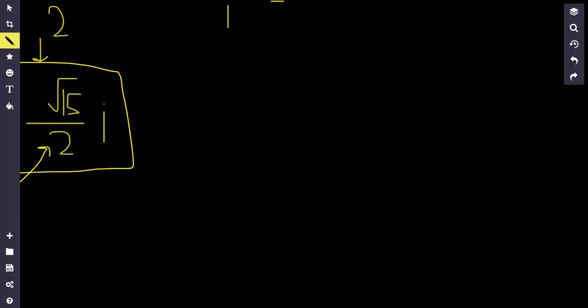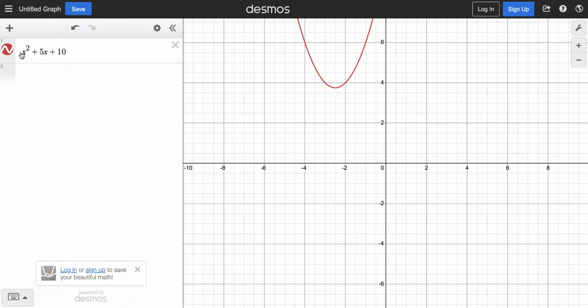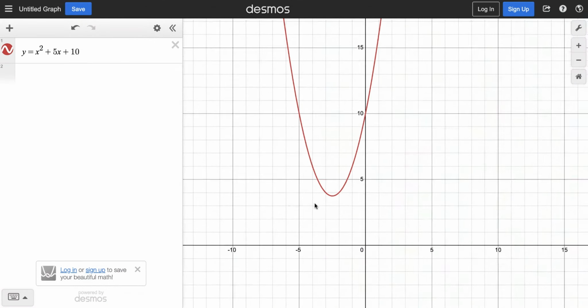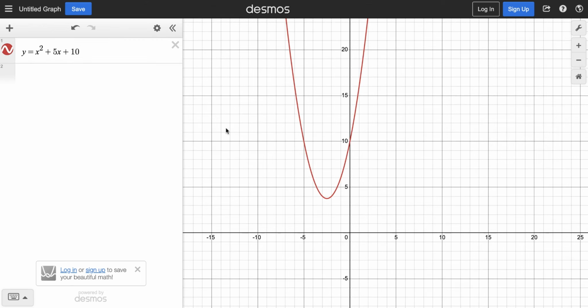Now, how does this look graphically? So in this case, if I graph out y is equal to x squared plus 5x plus 10, what you notice is that it never crosses the x-axis. So the x-axis right over here is down here, this dark line, and notice how this actually never touches this line, meaning that it has imaginary solutions.